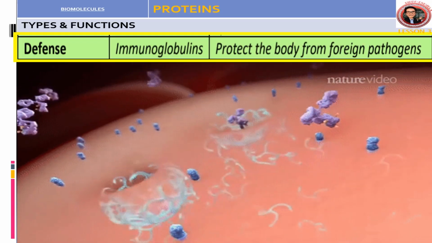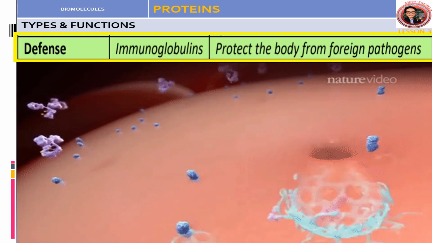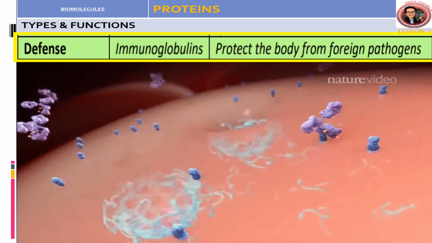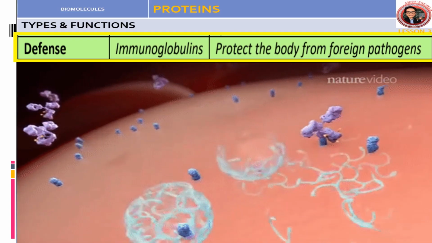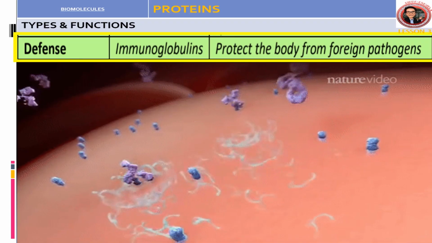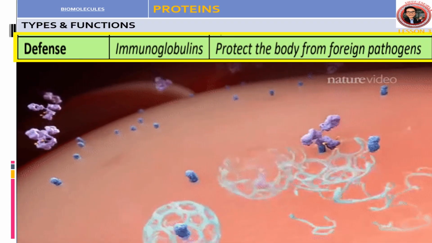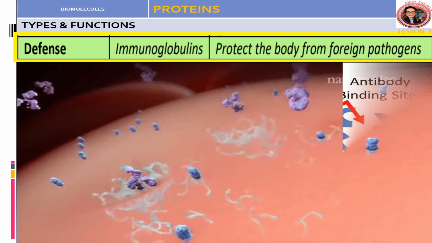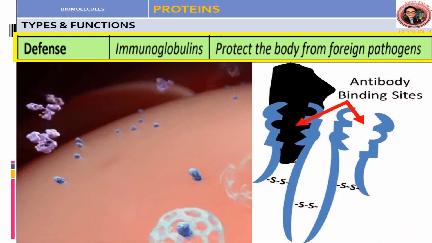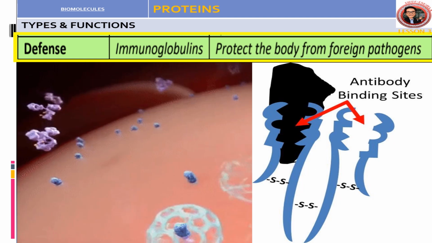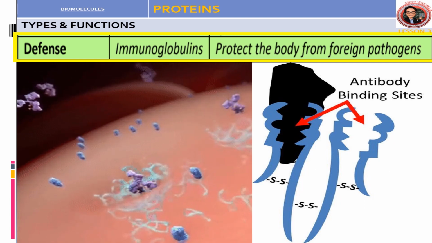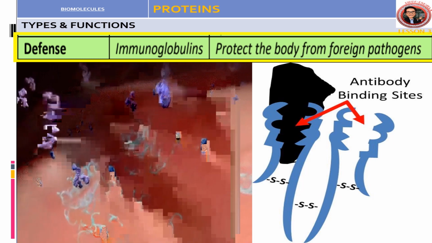Fifth, function as defensive proteins. The defensive proteins, also known as antibodies, are produced by the body to fight diseases and prevent injury. Without this protein, you are more likely to get sick and get diseases. Antibodies are defensive proteins that have binding sites whose three-dimensional structure allows them to identify and bind to very specific foreign molecules.